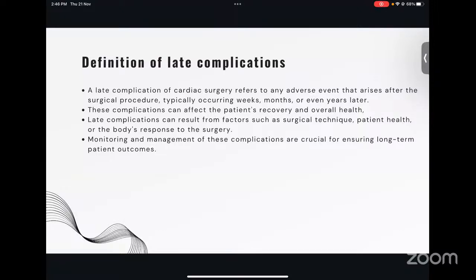While the immediate post-operative outcomes are closely monitored, late complications can emerge weeks, months, and even years after surgery. These complications can significantly impact the patient's quality of life, and understanding them is crucial for us as clinicians and physicians to provide comprehensive care of the patient.